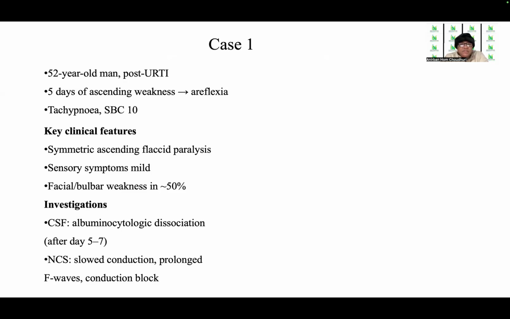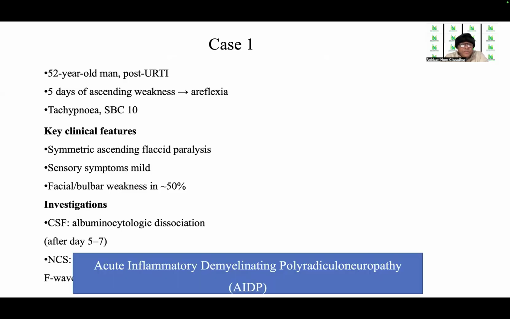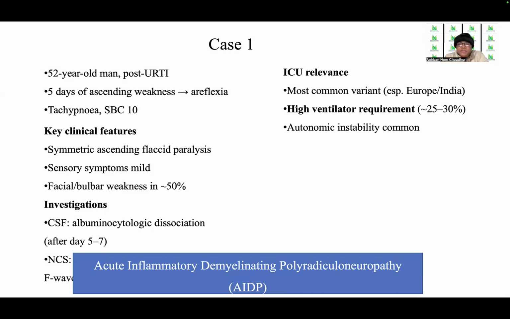Now, usually this presentation typifies AIDP, or acute inflammatory demyelinating polyradiculoneuropathy, which is the most common variant that we witness in the ICUs. In the ICU, the relevance is that it is the most common variant, particularly in India and Europe, and it has a very high ventilator requirement to the tune of 25 to 30%. That is almost one third to one fourth of the patients would require ventilatory support.